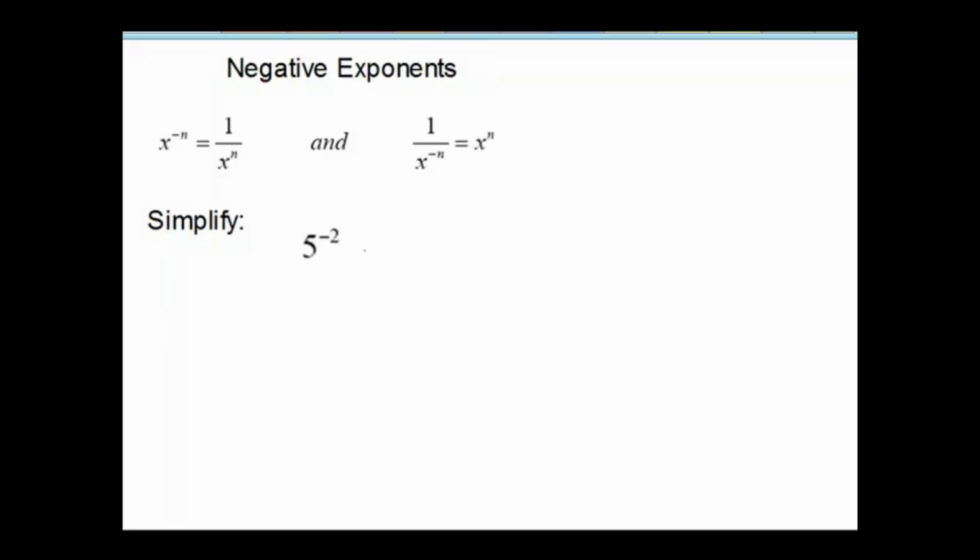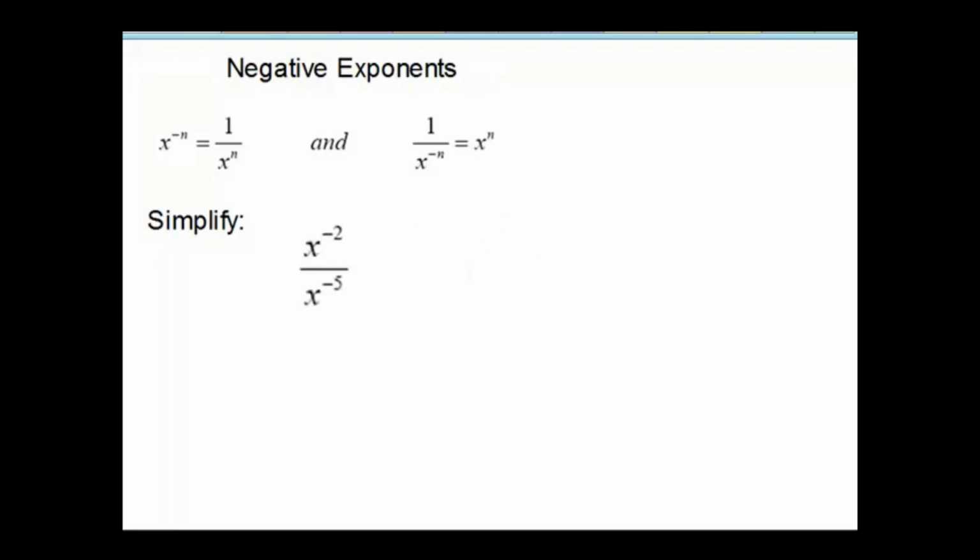So right now it's in the numerator. We're going to rewrite it, shift the 5 to the denominator and make a positive 2. So we have to show a 1 in the numerator. So 1 over 5 to the positive 2, now we can work it out. 5 squared does have a meaning for us, but it is in the denominator. 5 squared gives us 25. So remember, shift this first before you try to evaluate.